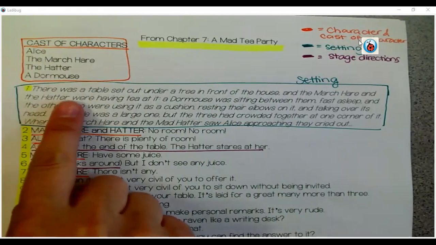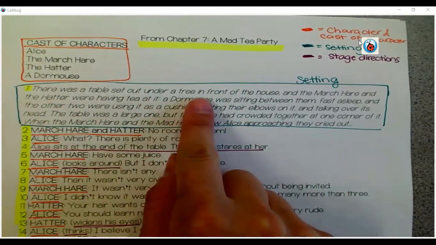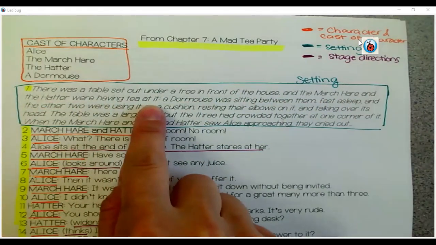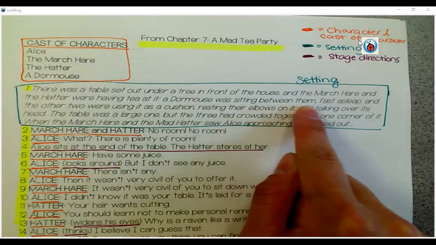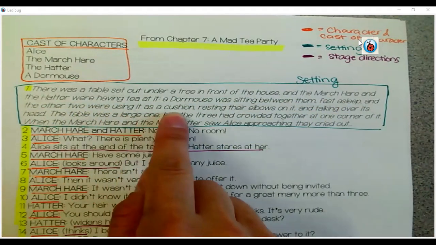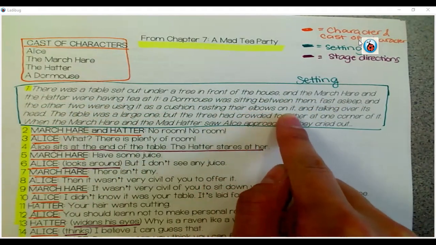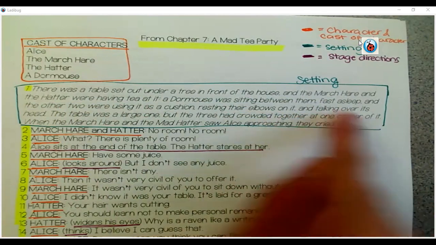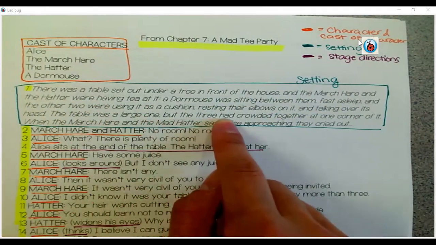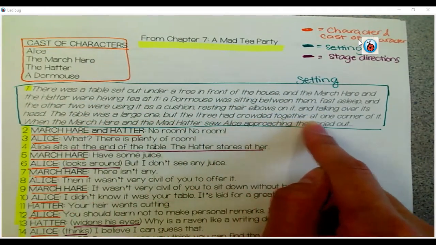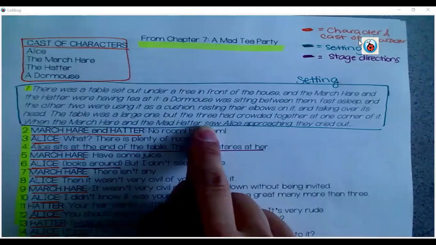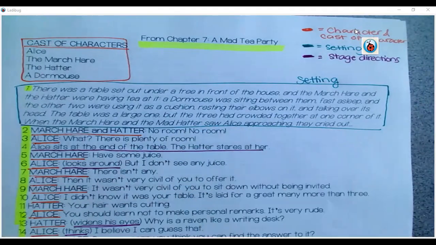There was a table set out under a tree in front of the house, and the March Hare and the Hatter were having tea at it. A Dormouse was sitting between them, fast asleep, and the other two were using it as a cushion, resting their elbows on it and talking over its head. The table was a large one, but the three had crowded together. At one corner of it. When the March Hare and the Hatter saw Alice approaching, they cried out.